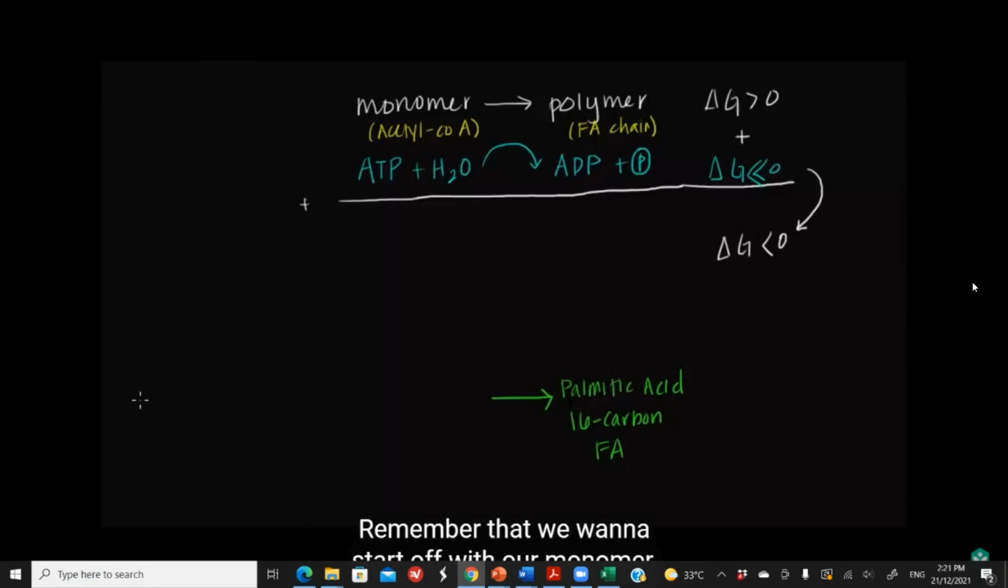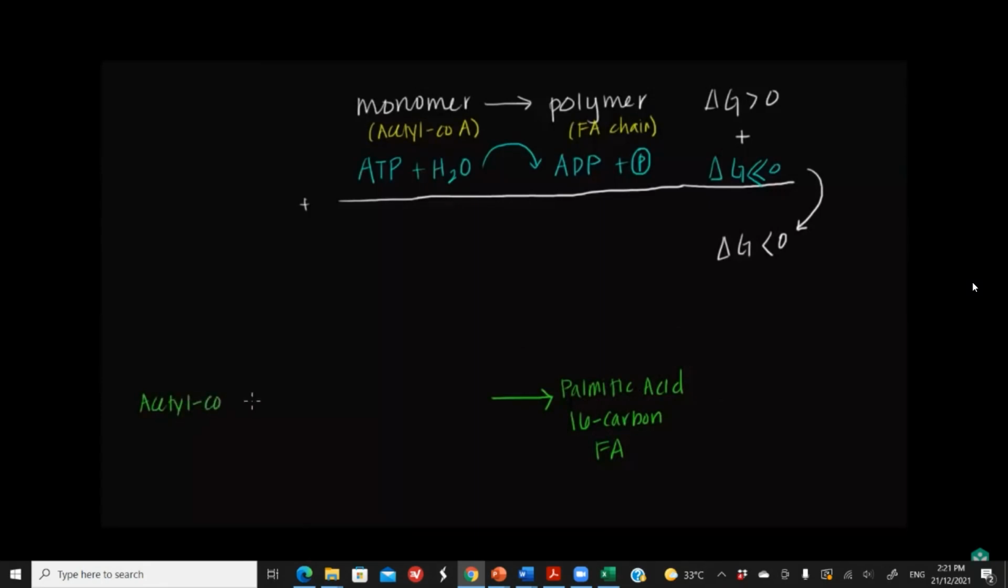So remember that we want to start off with our monomer, which is acetyl CoA. And I'll remind you that this is a 2-carbon molecule. So if we need to make a 16-carbon fatty acid, we would need 8 acetyl CoA molecules. And of course, since this is an anabolic reaction, we need ATP to make an appearance as well. And it turns out 7 ATP molecules are required for this reaction.